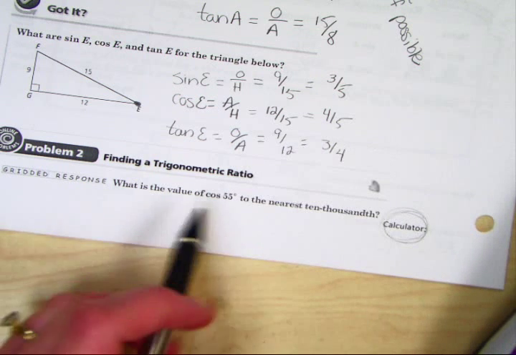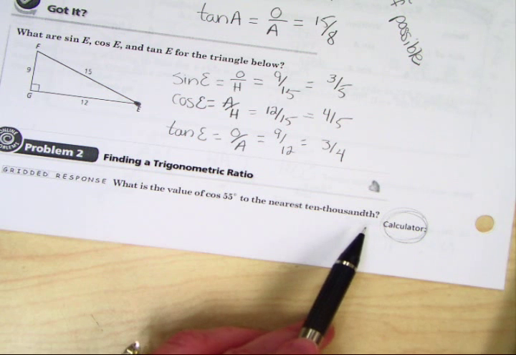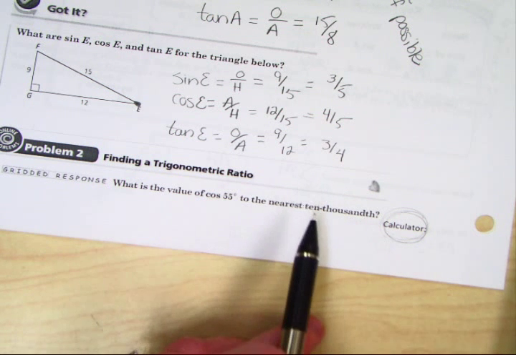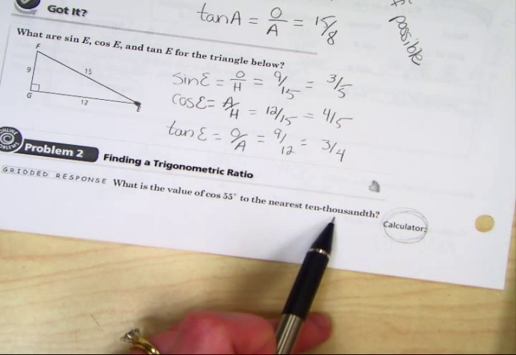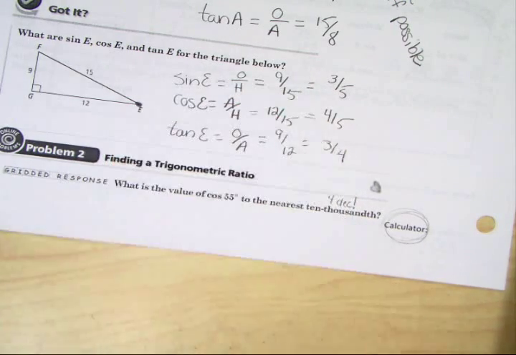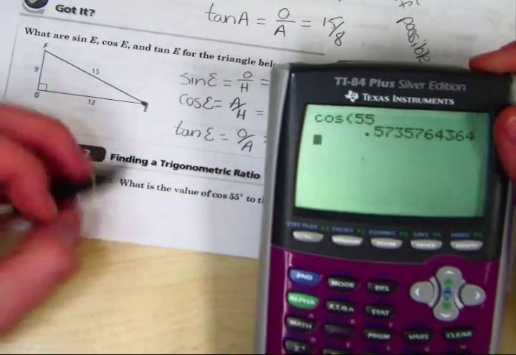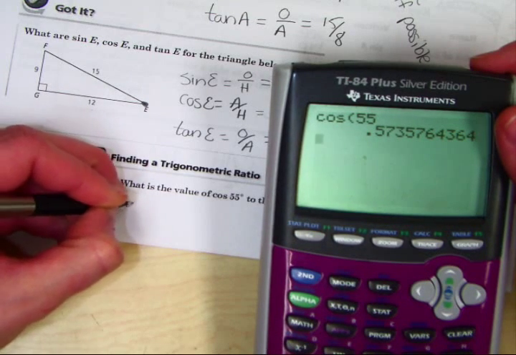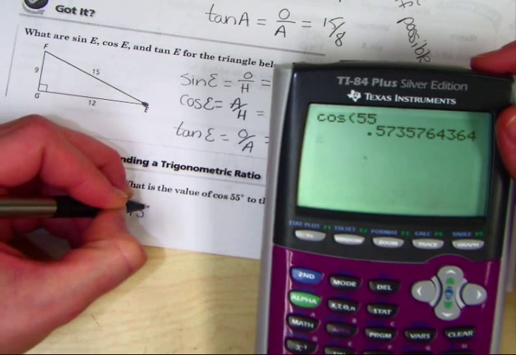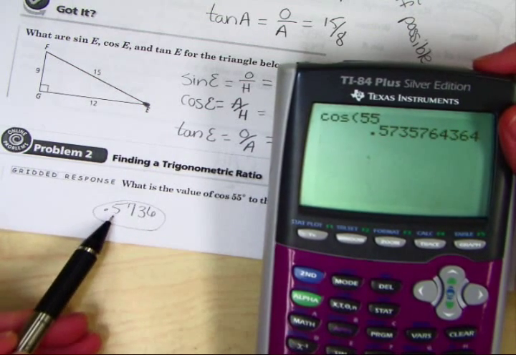It says, what's the value of cosine of 55 to the nearest 10,000th? Well, first of all, do you guys know what a 10,000th is? How many decimals would that be? Think about it. It should be 4 decimal places. So we're just going to get our calculator and do cosine of 55. So the ratio is 0.5736 when we round.